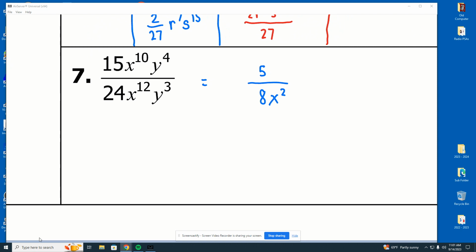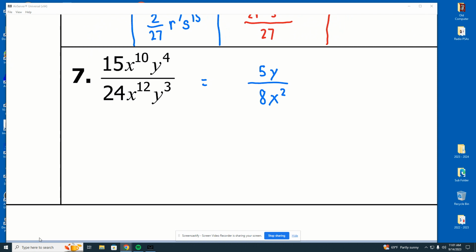And then where's y bigger? So where will y go? And where will we subtract from? 4 minus 3. So I leave it 5y over 8x squared. Don't overcomplicate it. Okay? Back when I was your age, we used to always subtract from the top.